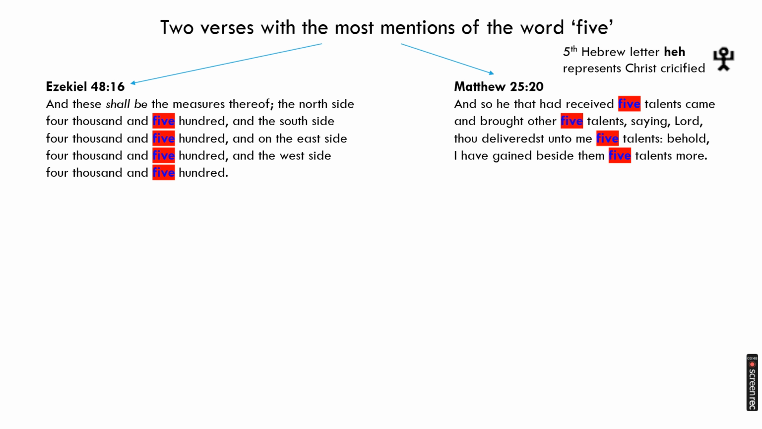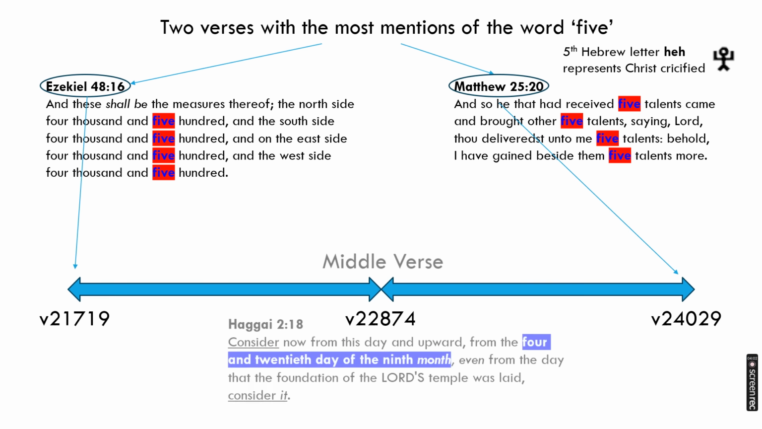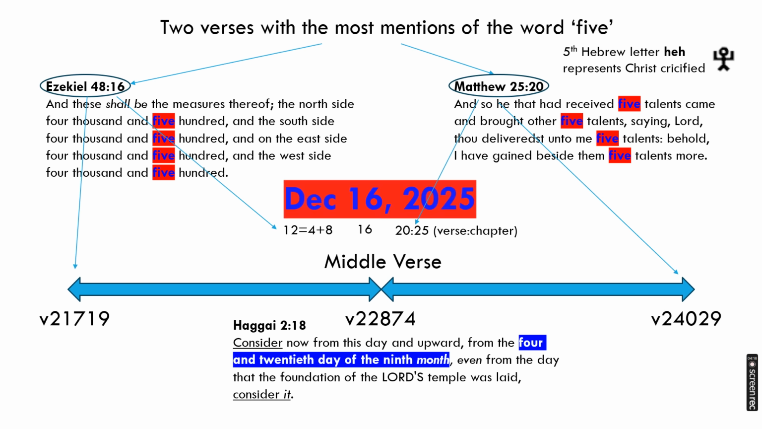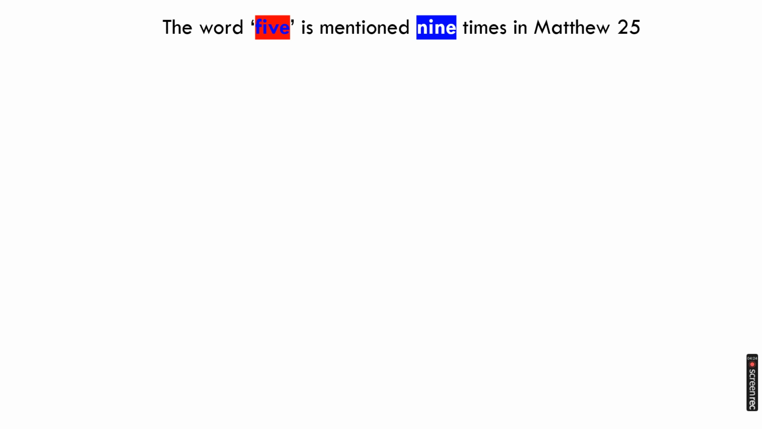Before I show you the 2025 hidden quotes, be amazed that the middle verse of these 2 verses is Haggai 2:18, the verse with the date 924 or Kislev 24, the eve of Hanukkah, and the double emphasis on considering it. Its Gregorian date is also hidden in the chapter and verse numbers of these 2 verses. This is the first 2025 hidden quote.